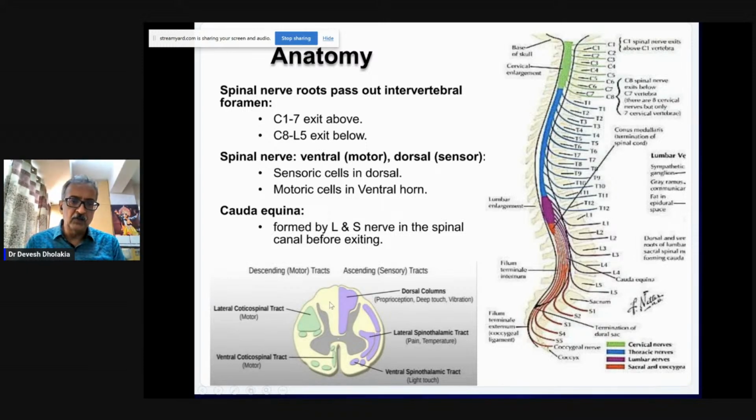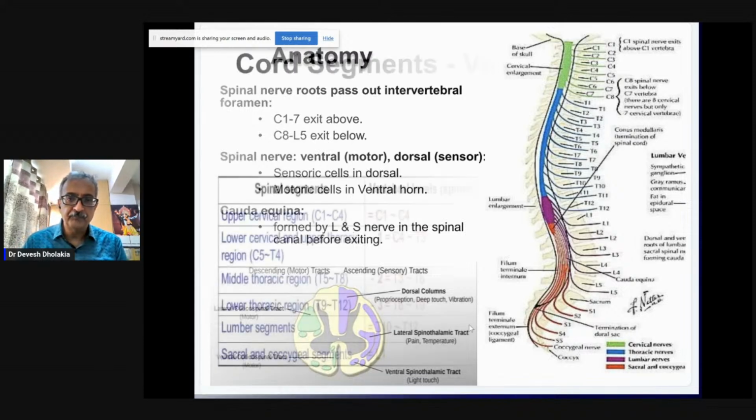This is how the spinal cord is. If you take a transection, the front part has the motor part, and the dorsal part is the sensory part, while pain and temperature are on the lateral aspect. So that's how the anatomy of the spine is.